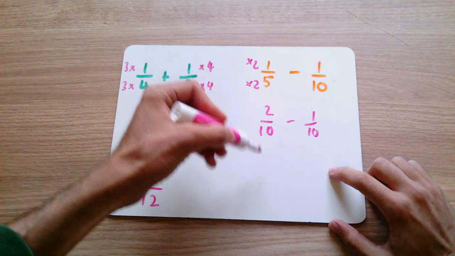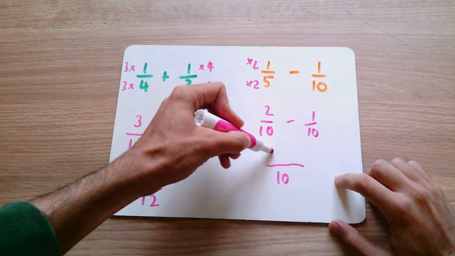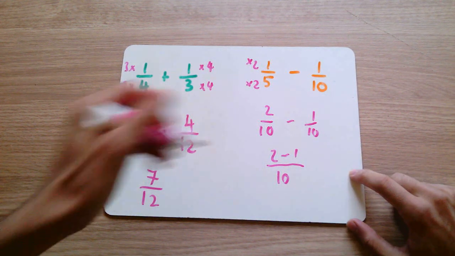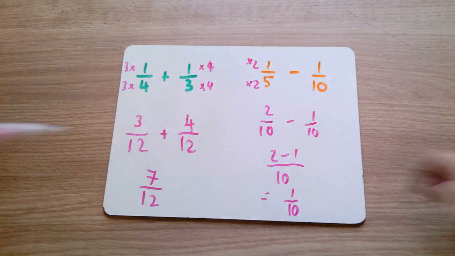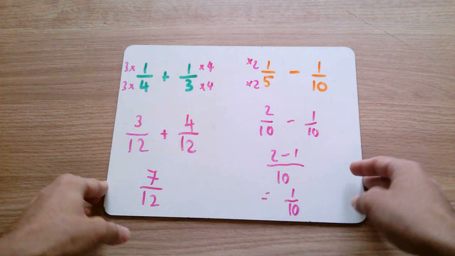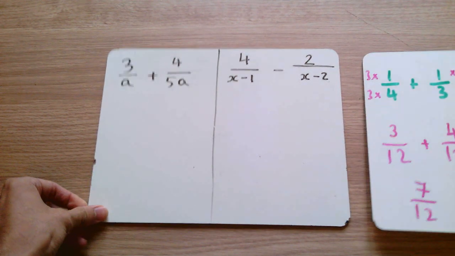2 over 10 minus 1 over 10. For this one, I'm actually going to put them both over the same denominator and subtract first like this, 2 minus 1. And then when we subtract the 2 minus 1 over 10, we end up with 1/10. So very, very simple here was just to obtain our common denominator and then add and subtract the numerators. So I'm now going to bring this to our first two examples, which are over here.